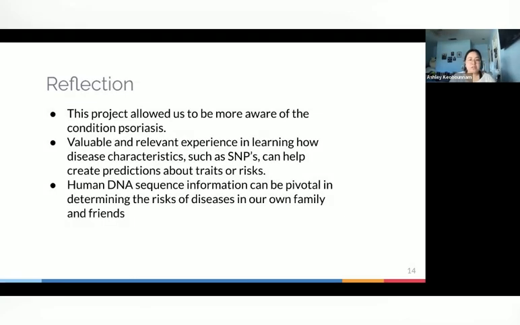To continue off what we learned about this research, we understand that potentially anyone could analyze and interpret their own DNA test results and know what types of risks, diseases, and traits they may have, or their families and friends may have, and how that can affect them and their health. This was a very valuable experience for us to see the process of how geneticists may interpret data like this.